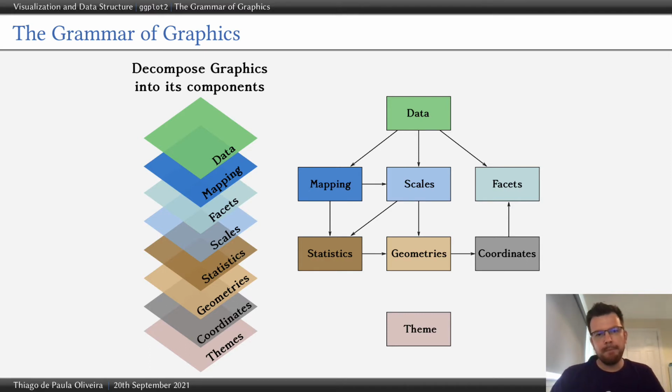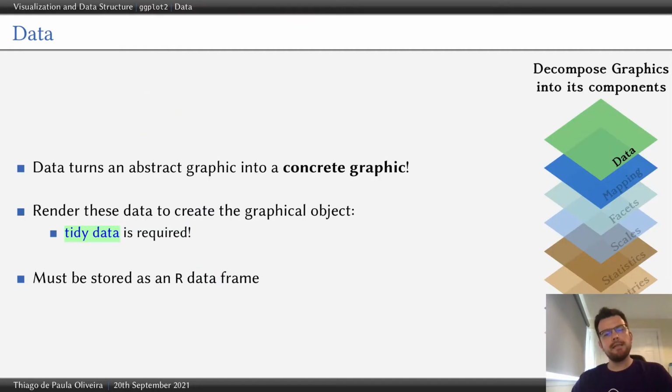The great idea behind the grammar of graphics is that it can be applied to anything, and you can make whatever graphic you want. This is a very flexible idea, and it's a very flexible package. The data is the most important component, in the way that it turns an abstract plot into a concrete plot. Without data, we have just a blank plot, right? And without data, we don't have a visualization of anything.